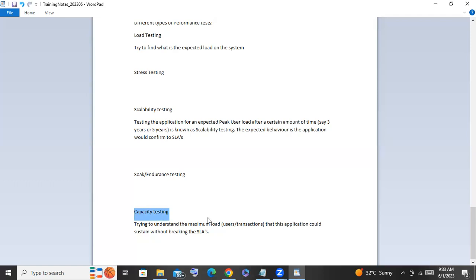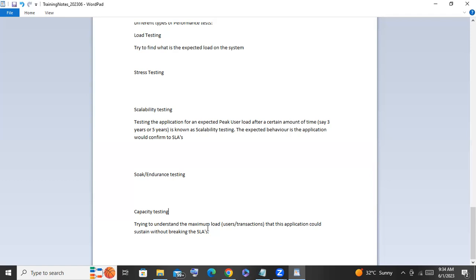Yes, guys, is that clear? Okay. So only after they understand that their application would be able to sustain this kind of load, only then would they go ahead and give those particular offers. So this is the reason why we do this particular capacity testing. Any questions, guys?